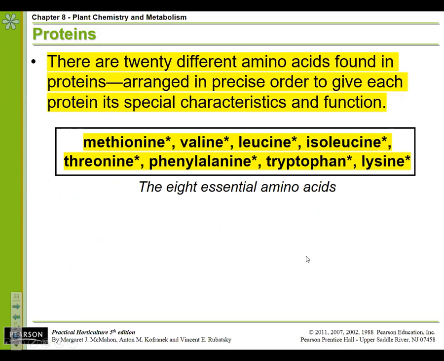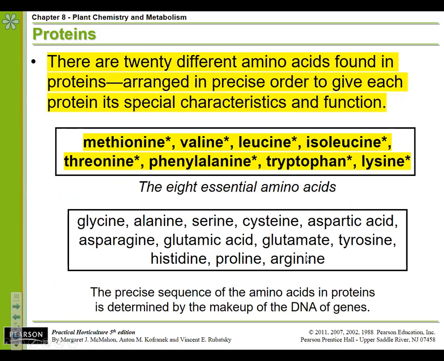There are 20 different amino acids found in proteins, and they are arranged in a very precise order to give each protein its special characteristic and function. There are 20 different ones. However, there are only 8 that are essential amino acids, and these are important to know. Methionine, valine, leucine, isoleucine, threonine, phenylalanine, tryptophan, and lysine.